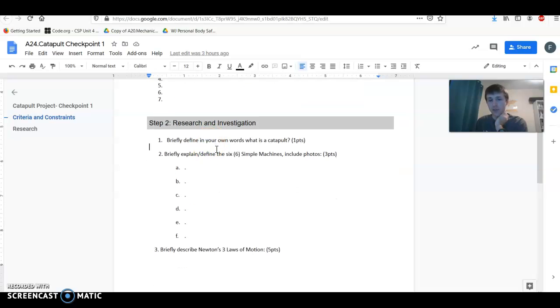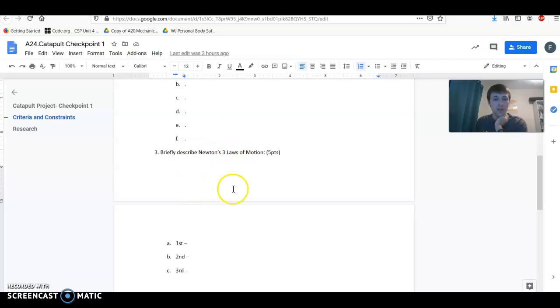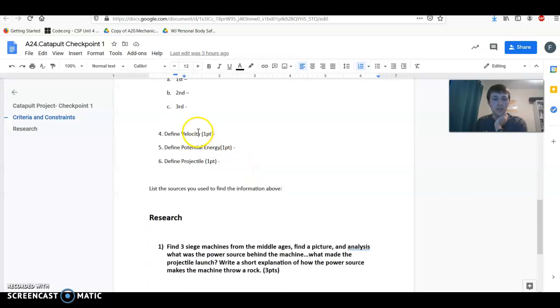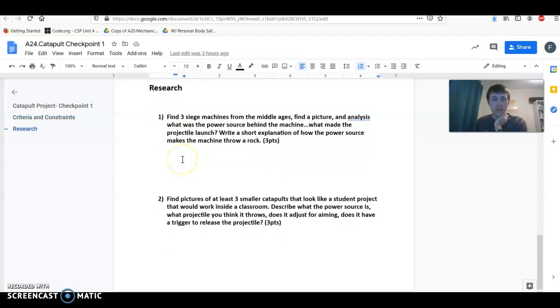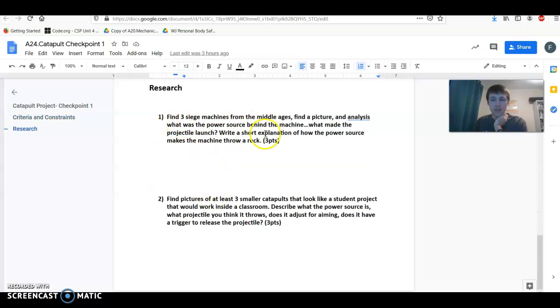What is a catapult in your own words? Describe 6 simple machines. Remember, we've covered this extensively last week, so you should know what simple machines are. Describe the 3 laws of motion. I just did that for you, but you can certainly put this in your own words. Define velocity, potential energy, projectile. And last but not least, make sure you don't forget any of your sources. List them here.